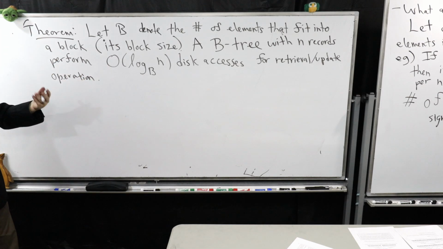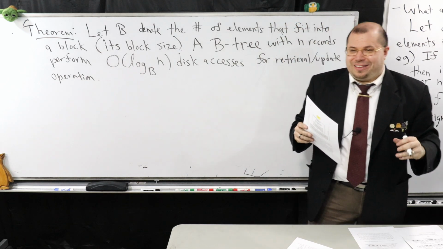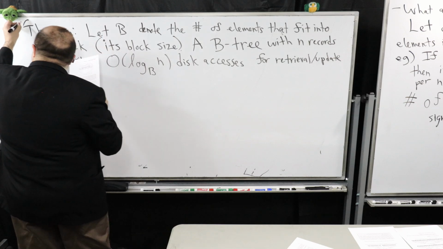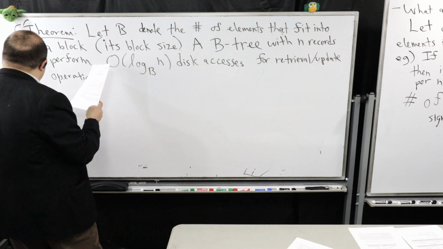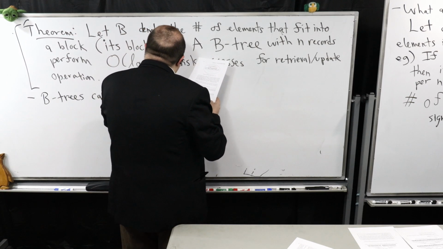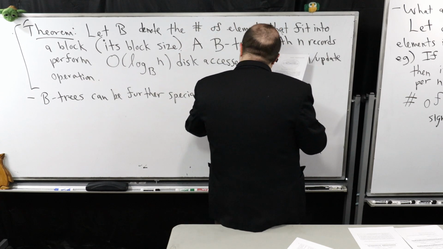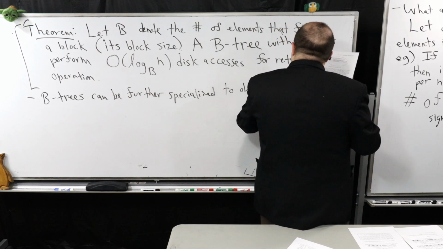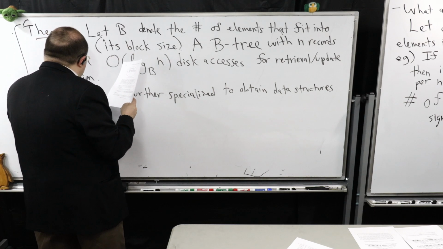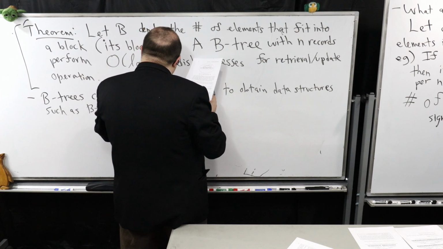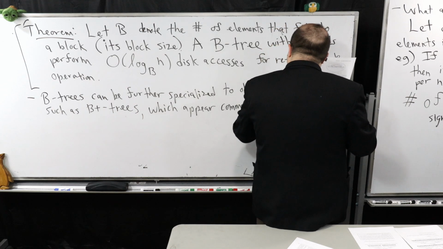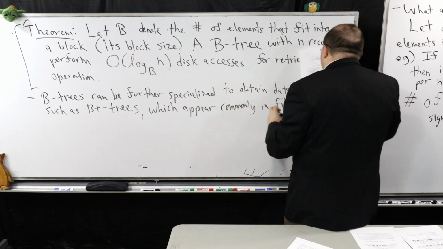One of the speculated reasons why it's called a B tree is that some people believe it means block. So you might ask, why should we care about B trees? Well, this theorem gives you a very interesting framework to work with if you're thinking more about external memory. B trees can be further specialized to obtain data structures such as B plus trees, which appear commonly in file systems and relational database management systems.